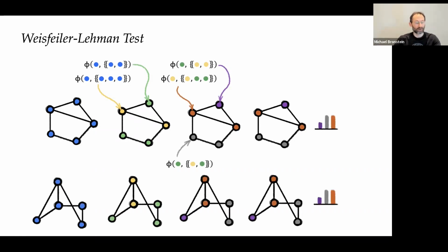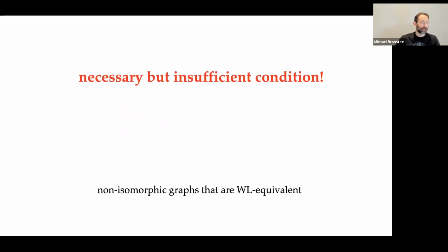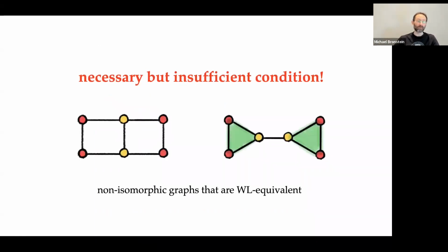So if I give you another graph and I get a different histogram of colors, I can for sure say that these graphs are not isomorphic. But if I have the same colors, actually I cannot say it for sure, because this is a necessary but insufficient condition. So we can find examples like shown here of graphs that are not isomorphic, but they would be indistinguishable from the standpoint of this algorithm. So this is the situation where we say that the WL test fails.